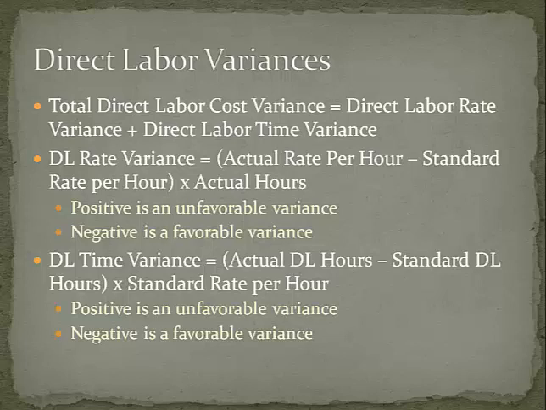For the time variance, then we're looking at the difference between the actual hours that were worked versus the standard, or what we thought was going to be worked. And we multiply that by the standard rate per hour. Okay, again, positive would be unfavorable and a negative would be favorable. Okay.